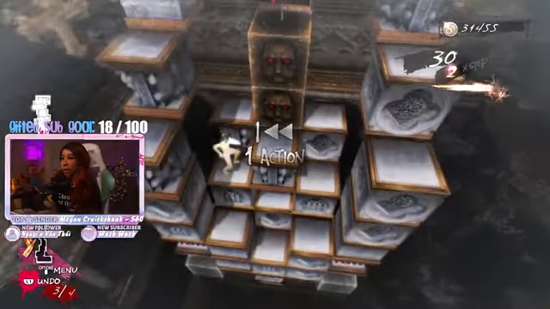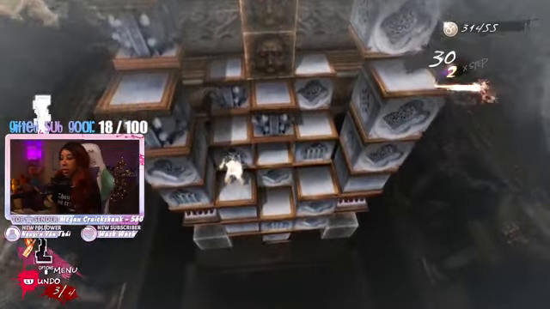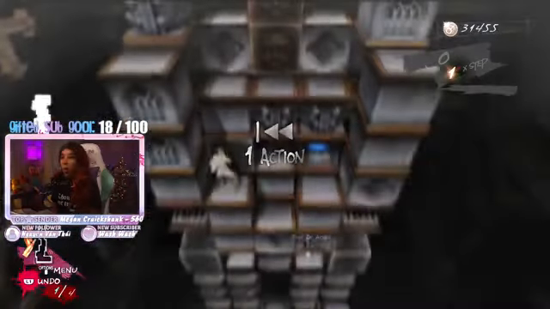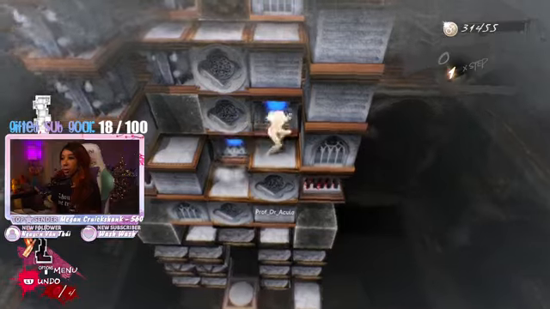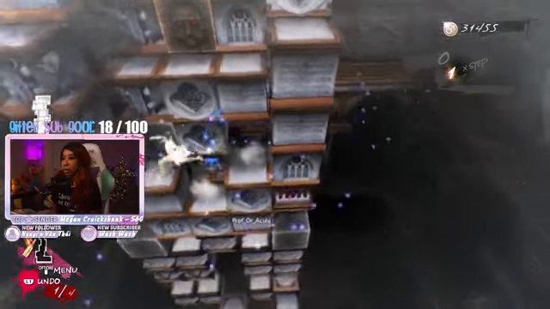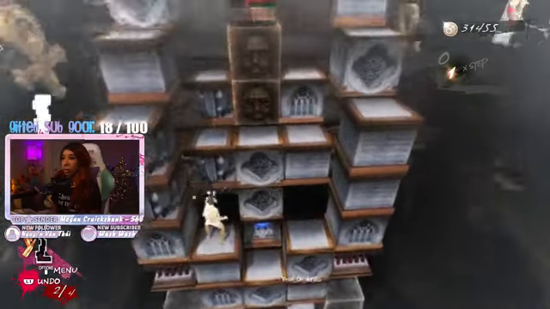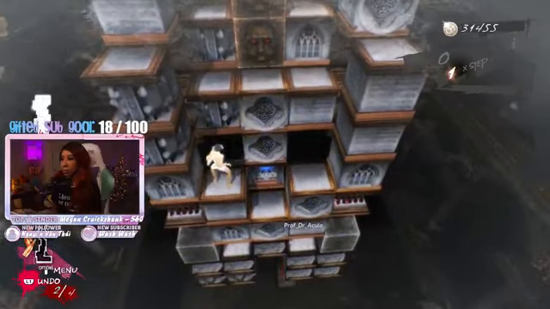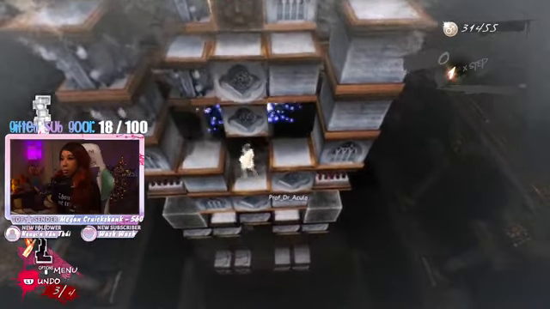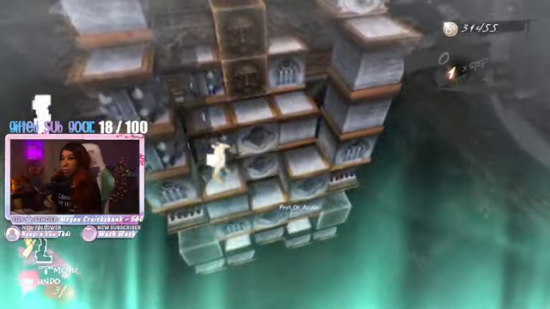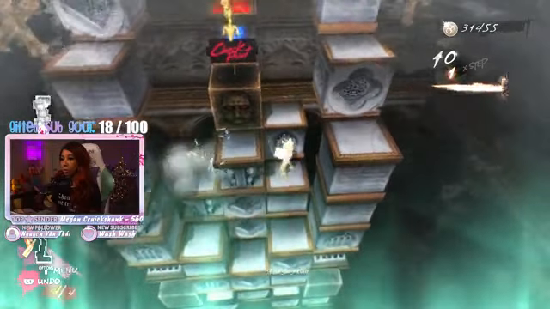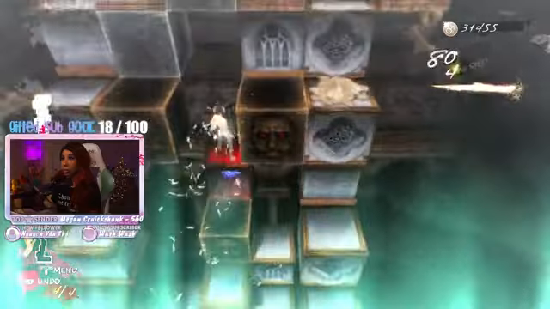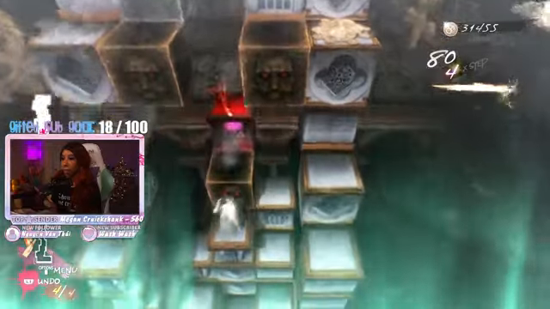The checkpoint is right there. There's no... Keep going. Now's my chance. That's a bomb.